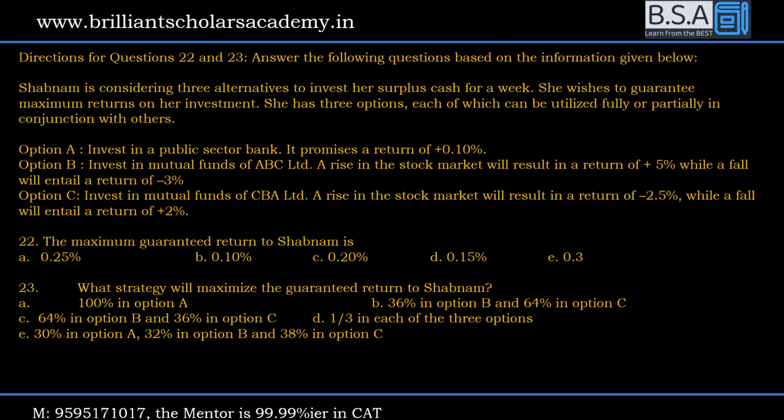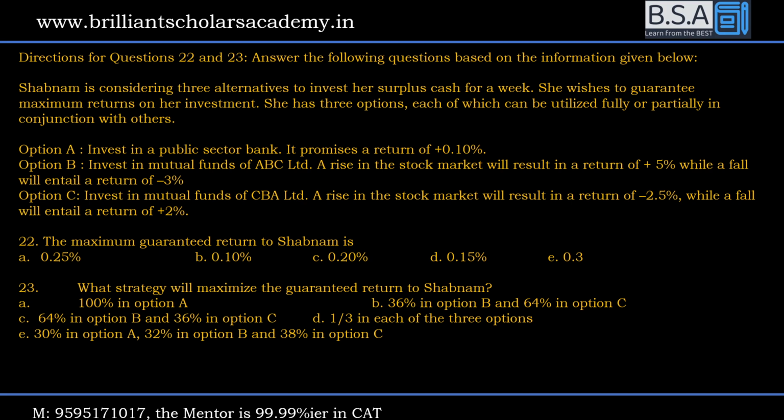Shabnam is considering 3 alternatives to invest her surplus cash for a week. She wishes to guarantee maximum returns on her investment. She has 3 options, each of which can be utilized fully or partially in conjunction with others. Option A, invest in a public sector bank. It promises a return of 0.1%.